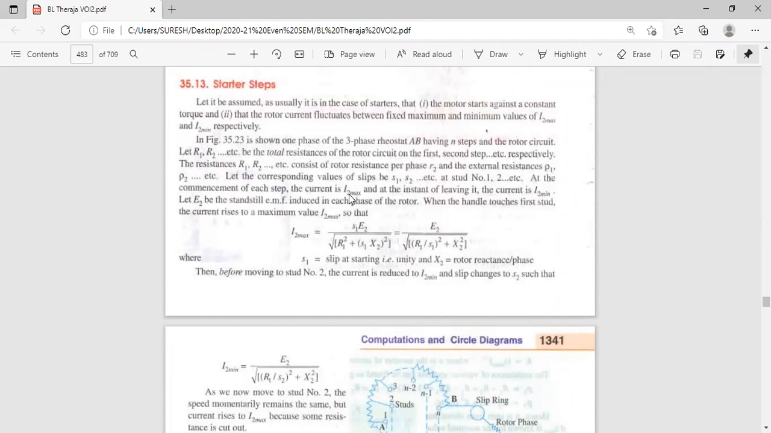When the switch is in 1, I2 max, and the leaving current is I2 minimum. When the switch is moved to position 2, I2 max, and under 3, it is I2 minimum. Now, what is the current I2? What is the formula for current? Voltage by impedance. Write down in your notes. From here, the derivation will start. Write down: current I2 is equal to ER by ZR, E suffix R by ZR. What do you mean by R?